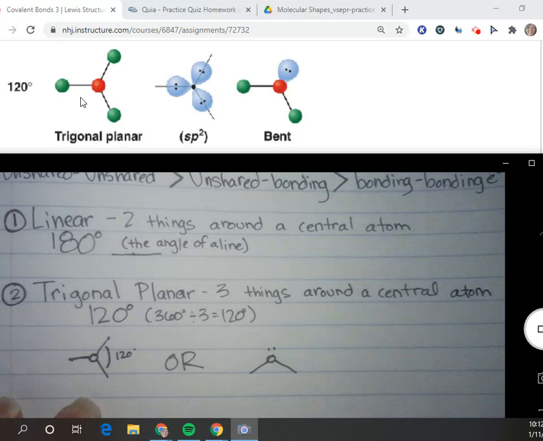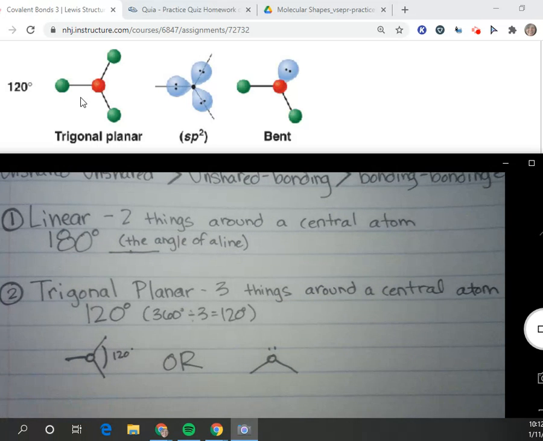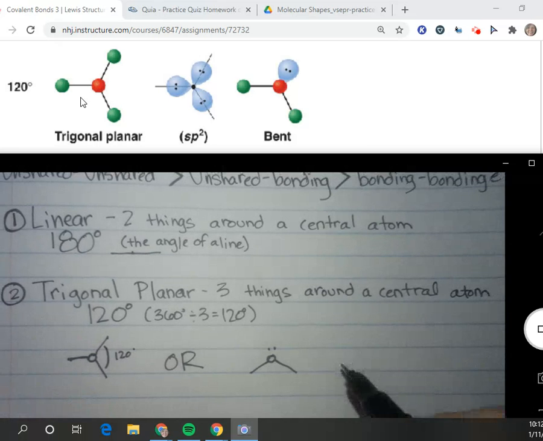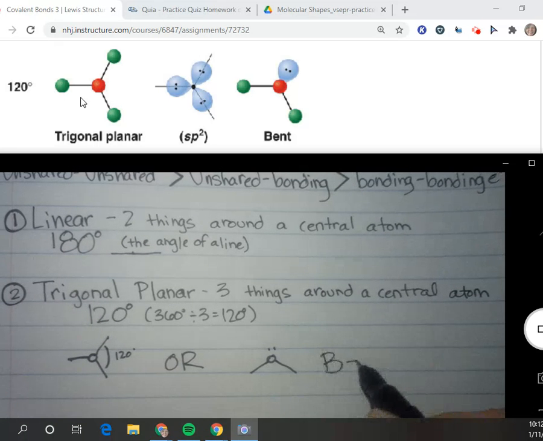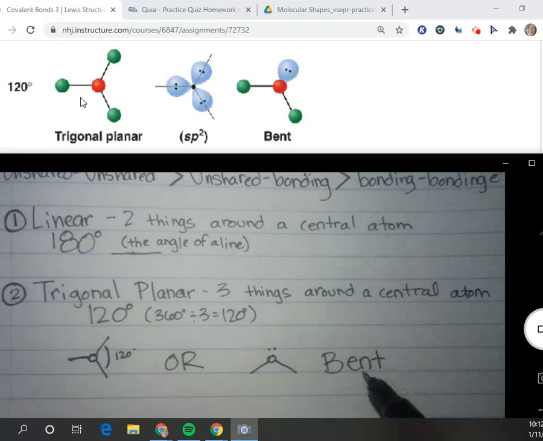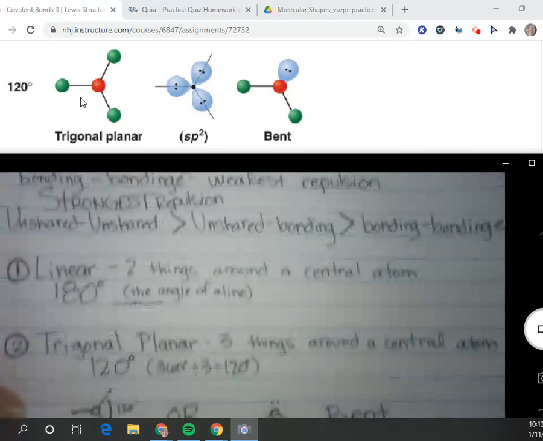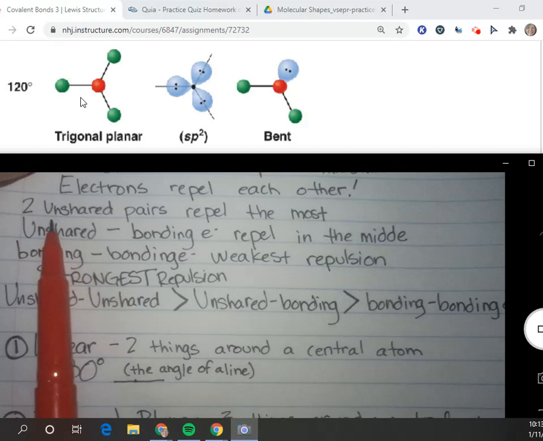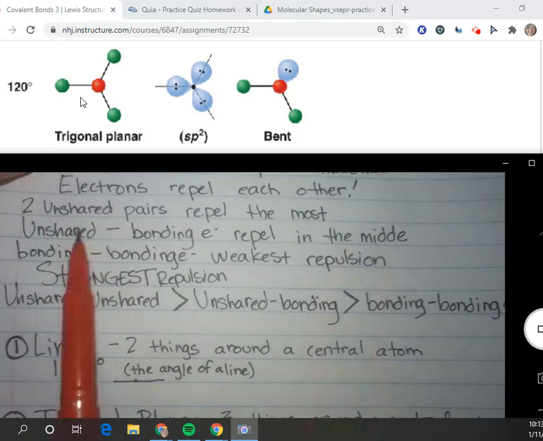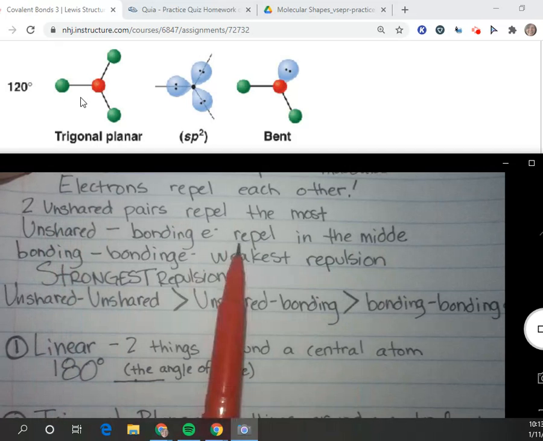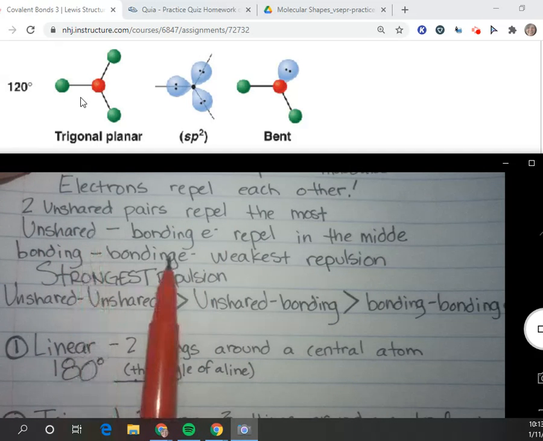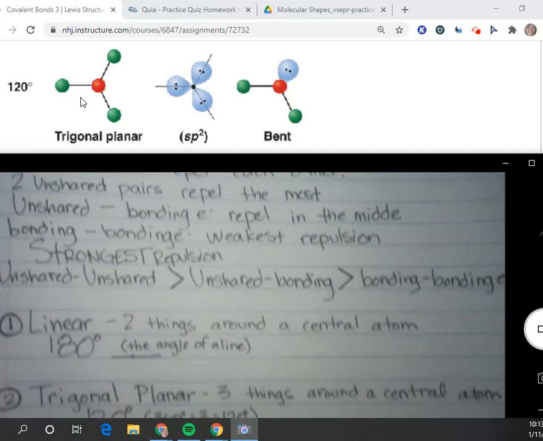Okay. This is called bent. And it's bent from the trigonal planar model. Right? So we're going to bring in that original statement that we made. 2 unshared pairs repel the most. Unshared to bonding repel in the middle. And bonding to bonding electrons are the weakest repulsion.